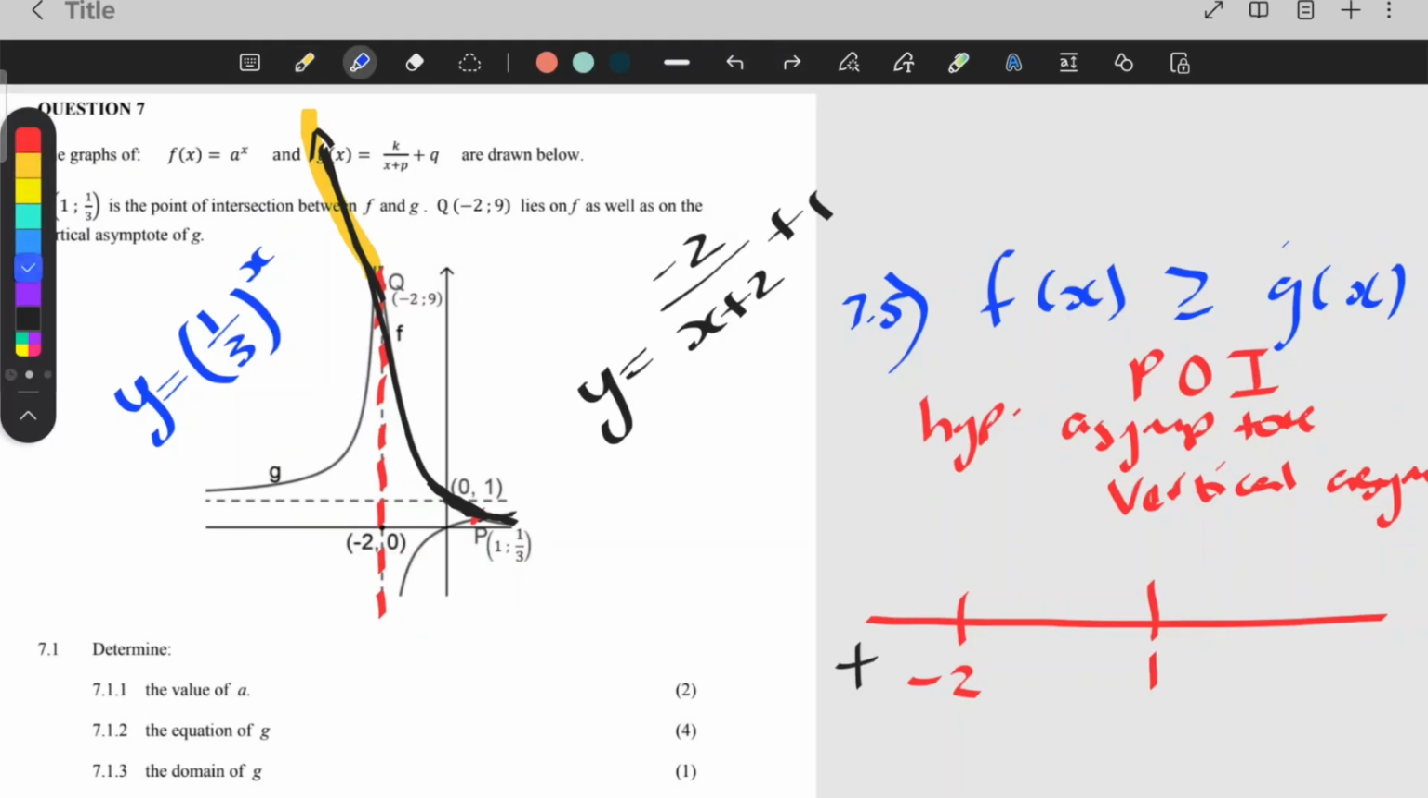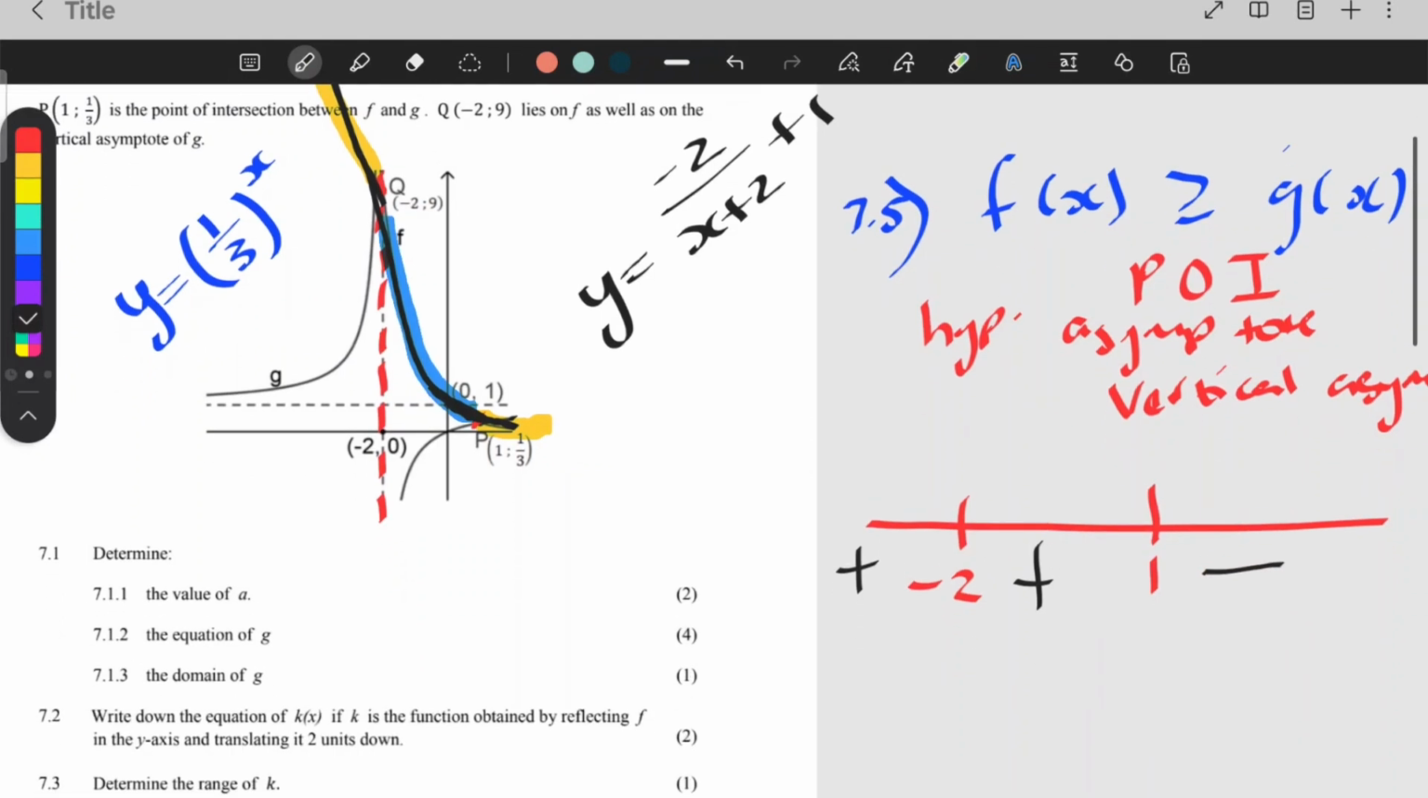Then after the asymptote, just after the asymptote, up until the point of intersection, the exponential function is still above. So it's still above. And then after the point of intersection, let me use another color. After the point of intersection, the exponential is below the hyperbola. So there it is above, so it's above the hyperbola and then it's below the hyperbola.